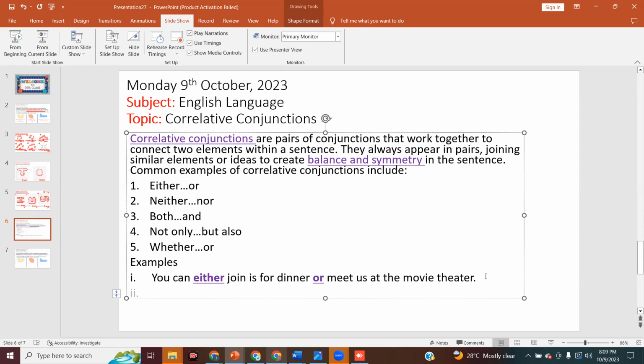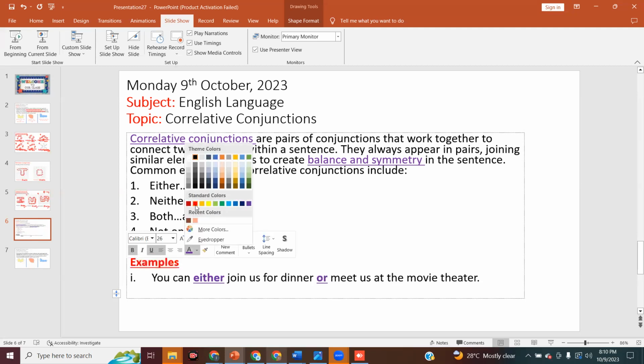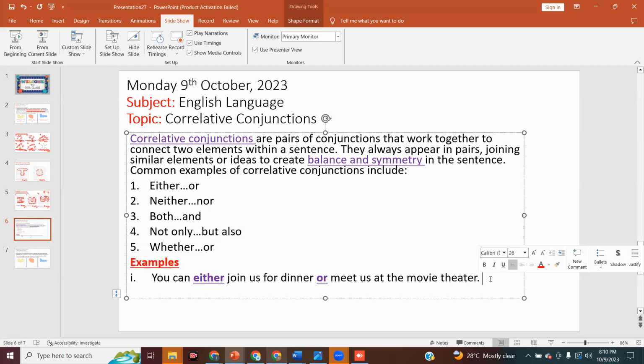So we use them to indicate choices. So you can either join us for dinner or meet us at the movie theater. All right, so the correlative conjunctions are either and or. Good. Let's use another example.